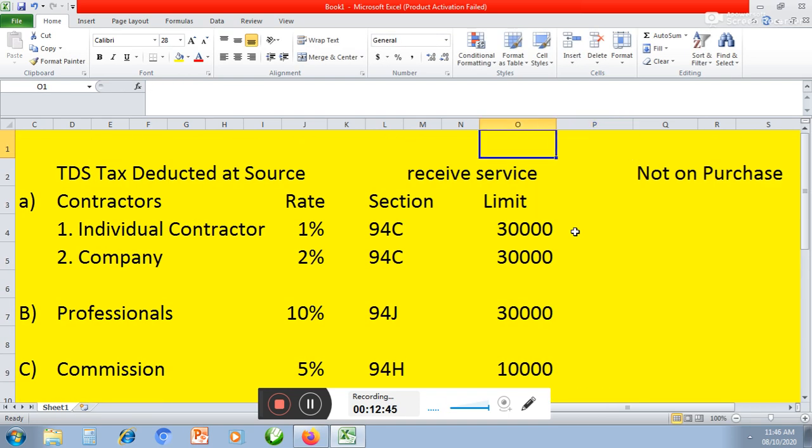So this is the explanation I gave you about the TDS. Note down the section, the limit, and the rates applicable to a particular section.